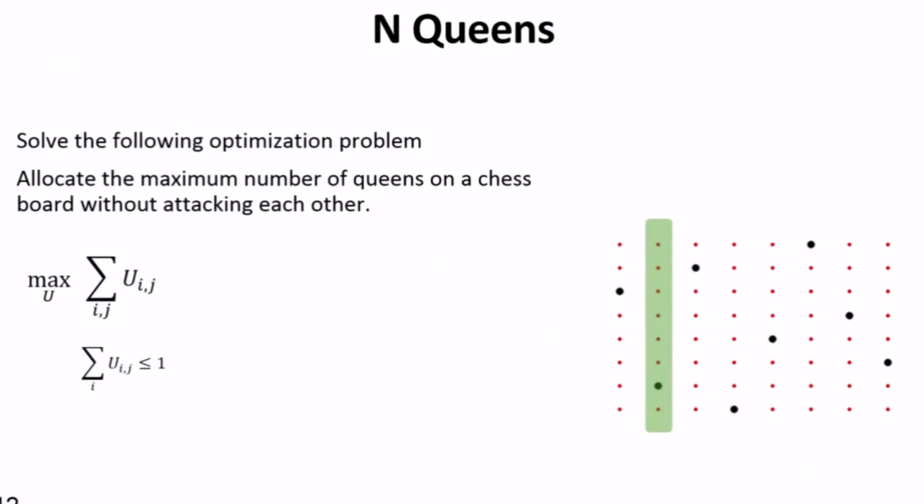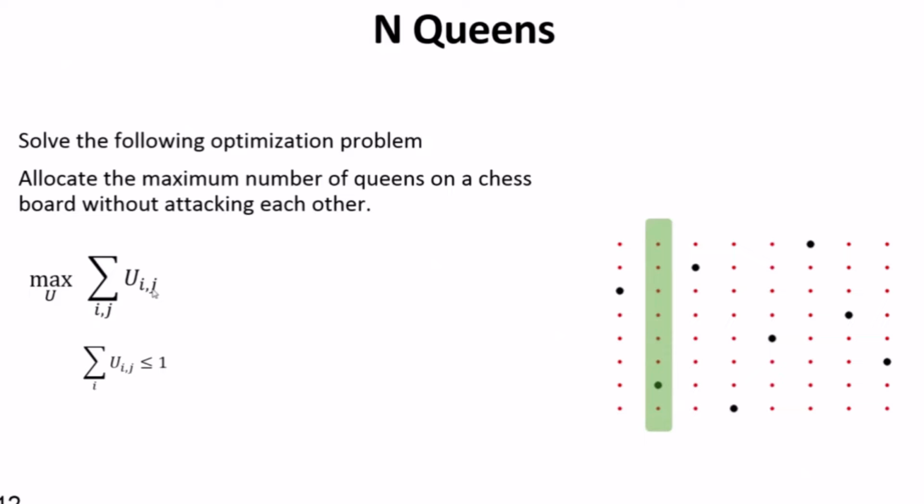Okay, so suppose we want to start this problem, and for solving that we need to use some binary variables. So u_ij will tell us if a queen exists on the cell i, j. i is representing rows and j is representing columns. And we want to maximize this summation.